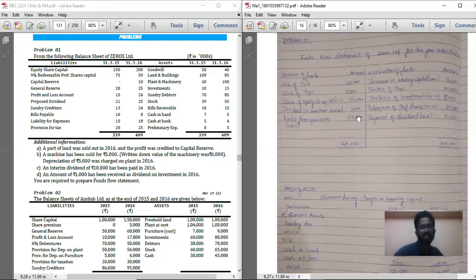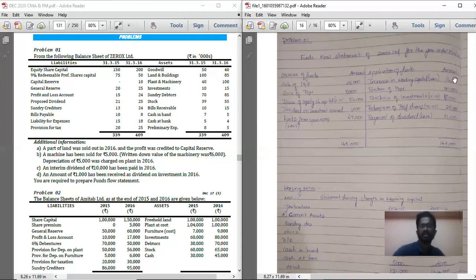In the amount column, record 67,000. Now if you total it, both the sides should be the same amount. If it is not tallying, then you have made some mistake in the calculation. So now total it: 25,000 plus 5,000 plus 50,000 plus 1,000 plus 67,000. You are getting 1,48,000. So for source of funds total, record 1,48,000.